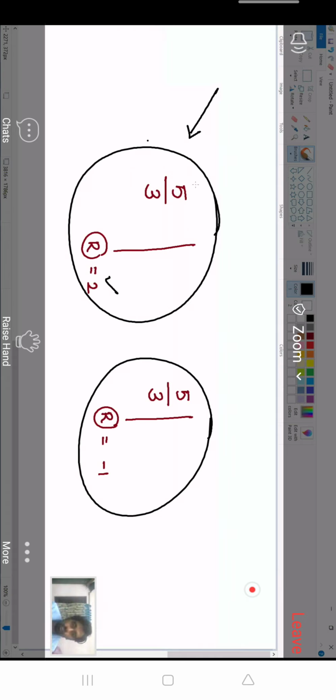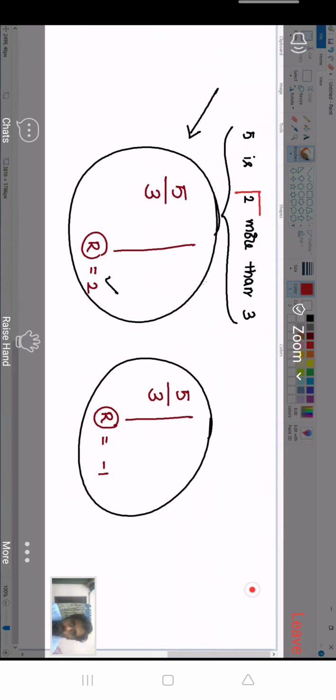So 5 by 3 remainder is 2. The reason is 5 is 2 more than 3. Because 3 ones are 3, we are left with an extra remainder of 2. That's why I'm taking the remainder as +2. Let's observe the other way of looking at the question.